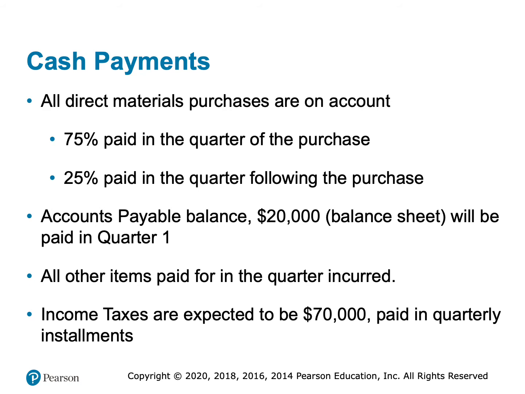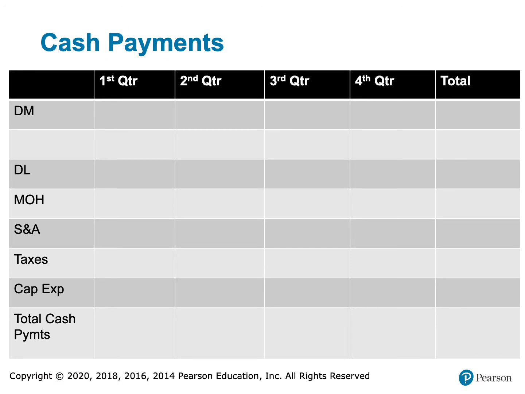We also have to make quarterly tax payments, and again, that's very normal. Most companies will make quarterly tax payments. Our tax payments are expected to be $70,000 paid in 4 quarterly installments. So $70,000 divided by 4 quarters is $17,500 per quarter. So let's get in here and figure this out.